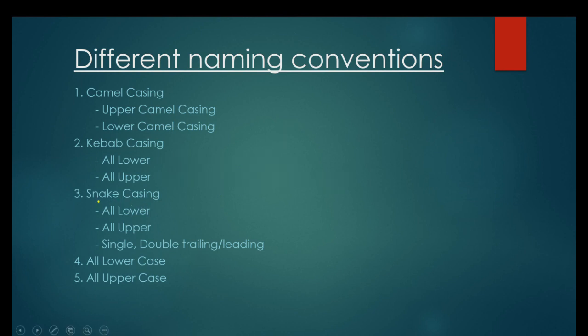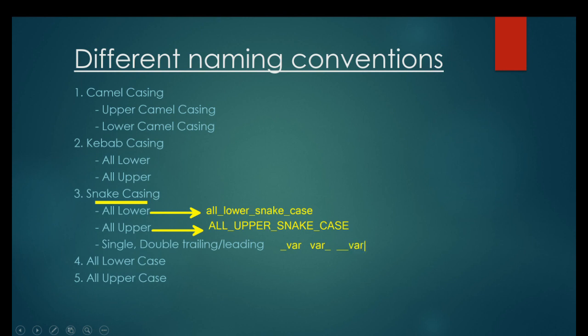Next naming convention is snake case. It is divided into multiple categories. First one is all lower snake case. So what is all lower snake case? This is all lower snake case and this is all upper snake case. We have single, double, trailing, leading snake casing also. So this is single leading underscore or single leading snake casing, and if I write like this, it is single trailing snake case. If I put two underscores and then write the variable name, it is known as double leading snake casing. This is known as double leading and trailing snake casing. Where this kind of convention is used, I will be covering in a short while.